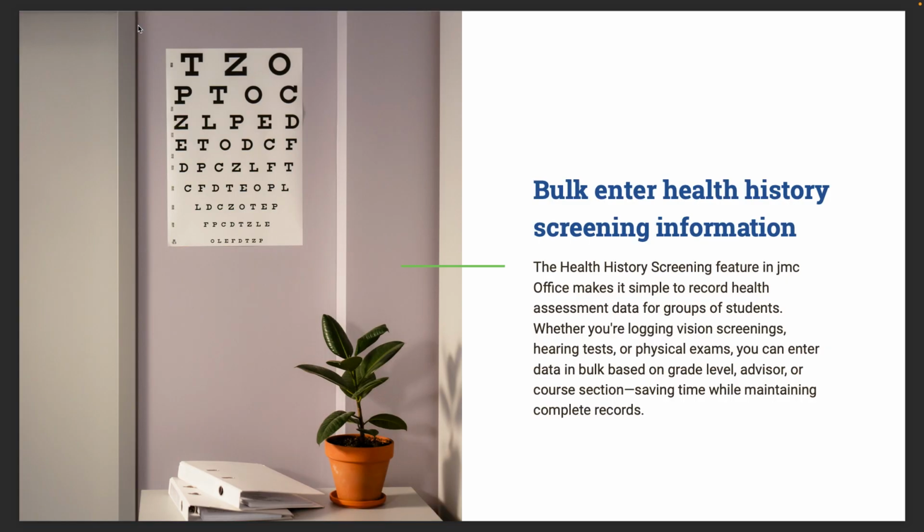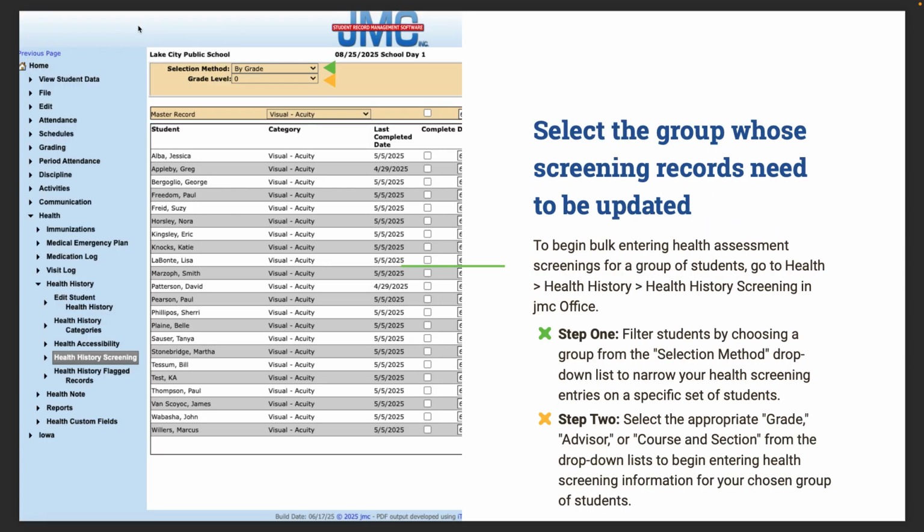The health history screening feature in JMC Office makes it simple to record health assessment data for groups of students. Whether you're logging vision screenings, hearing tests, or physical exams, you can enter data in bulk based on a grade level, advisor, or course section, saving time while maintaining complete records.